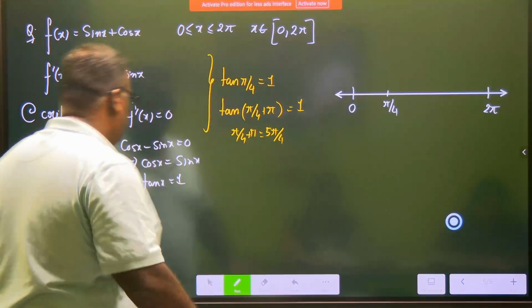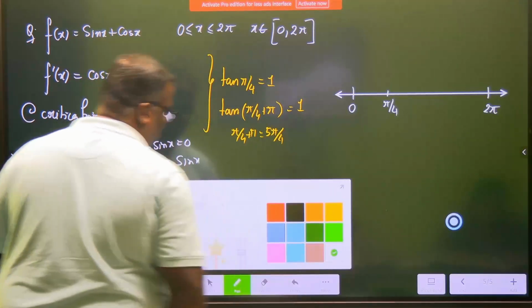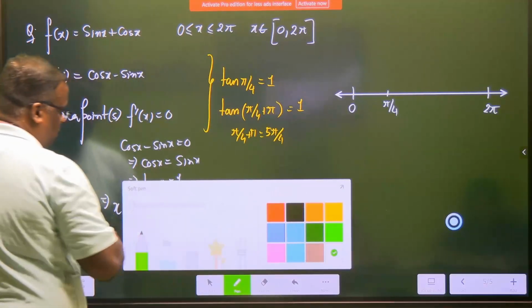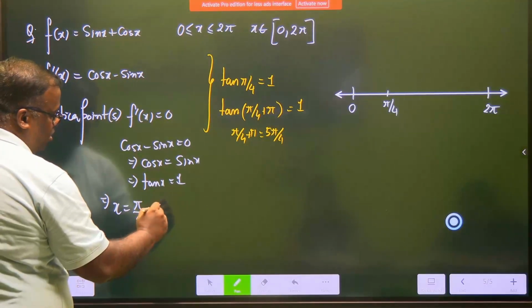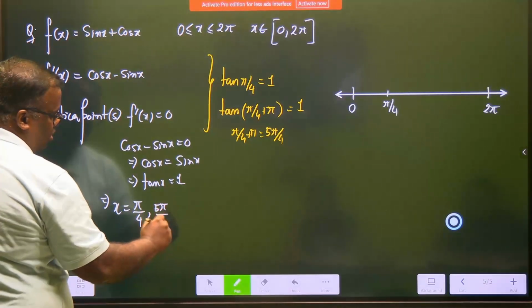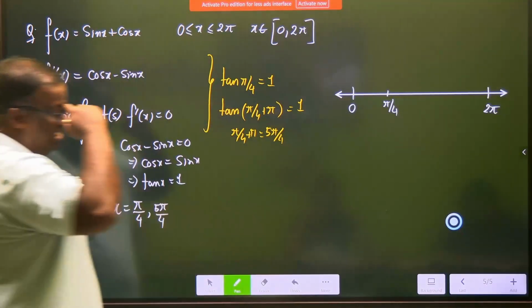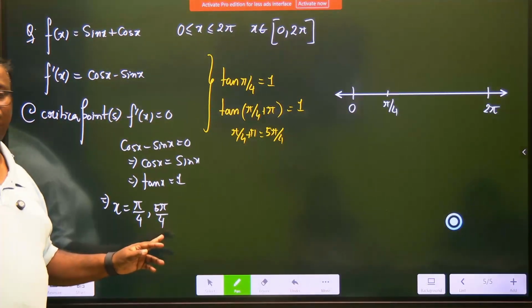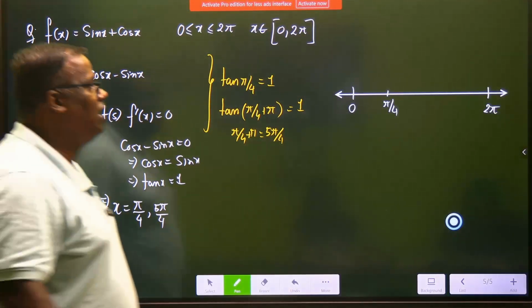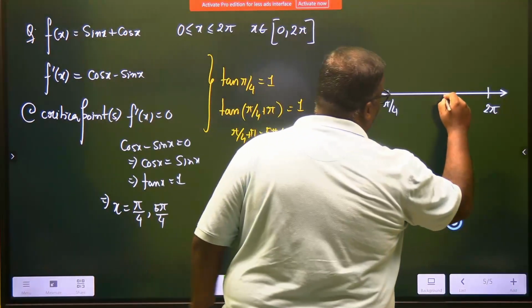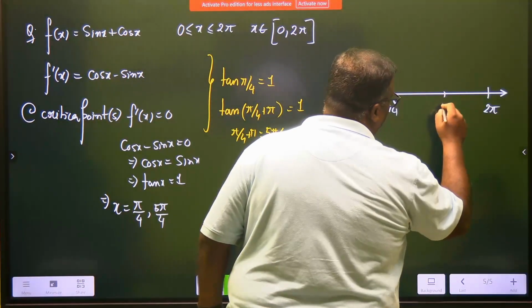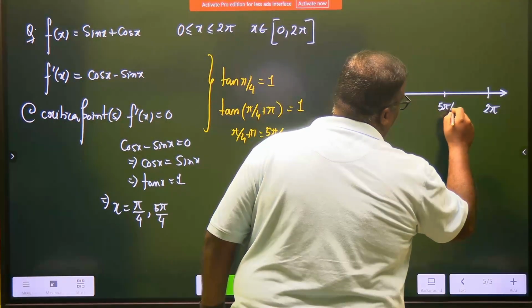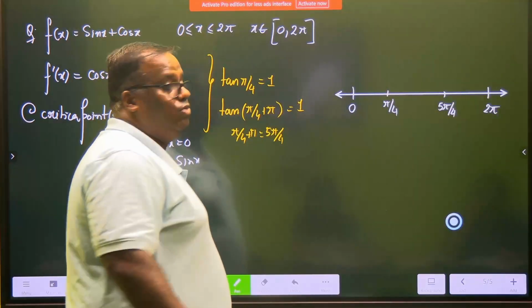So here we will write that our x should be equal to, what are the values we can expect for x? These two values. Did you understand? The next is 9 pi by 4, but 9 pi by 4 will not qualify, because if you take 9 pi by 4 you are going beyond. So these are pi by 4 and 5 pi by 4. So this actually gives you 3 intervals.